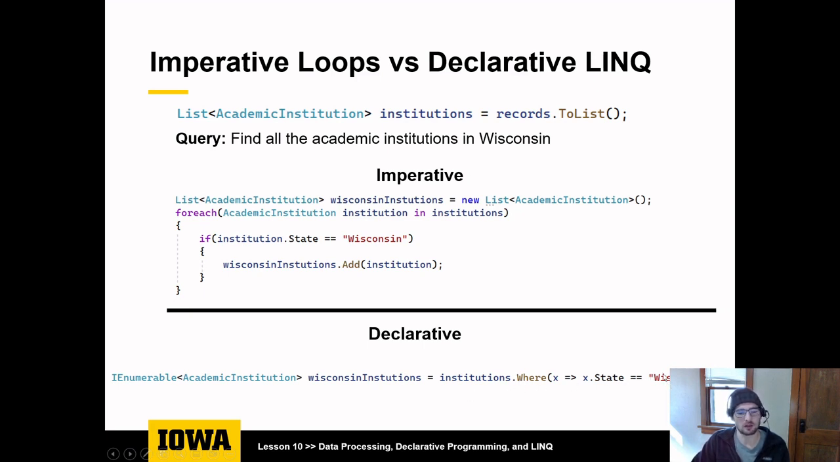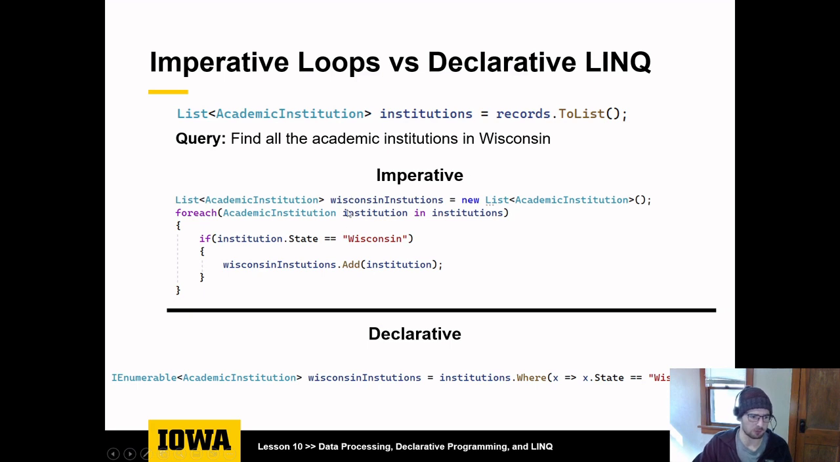So we'll talk about exactly how to think about this syntax, but you see it's much shorter. Wisconsin institutions is just all of our institutions where the state of the institution is in Wisconsin. So that's kind of the idea here. You see this one's much shorter, much more concise than this one.